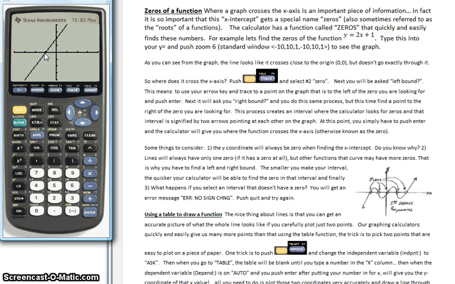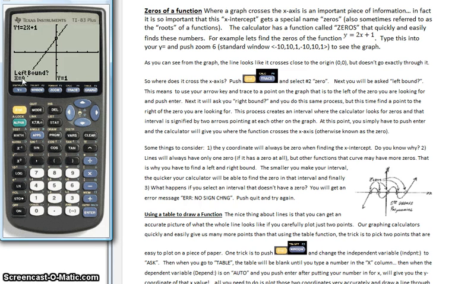To have the calculator find the 0 for you, what you're going to need to do is push second trace, which is calc, and right there it says it, 0. You can arrow down to 2 and push enter, or you can just push the number 2. You don't even have to be on it, and it'll give you this screen.